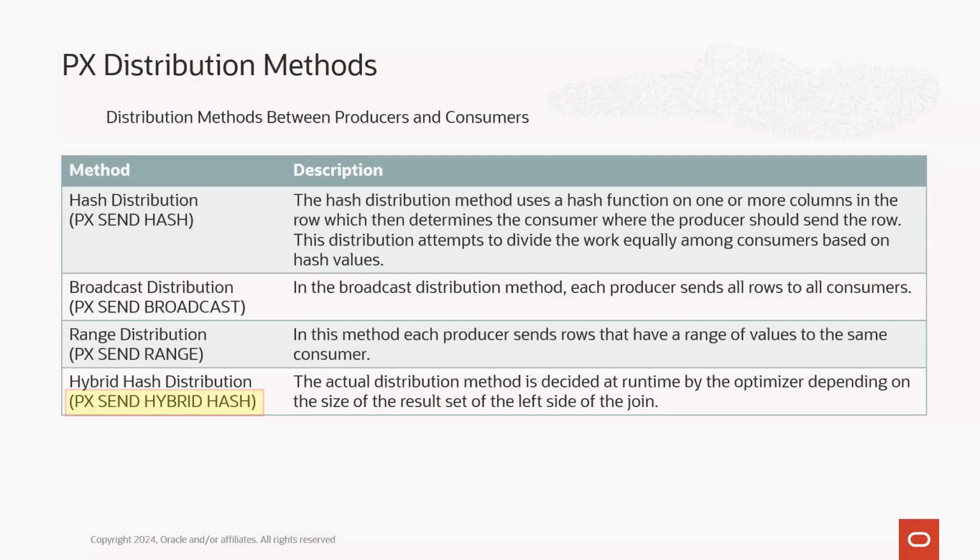Next one is the hybrid hash distribution. We can see it in the execution plan as PX send hybrid hash. This method is decided at runtime by the optimizer, depending upon the size of the result set of the left side join of the query. It depends on the query. These distribution methods will be internally used or triggered.